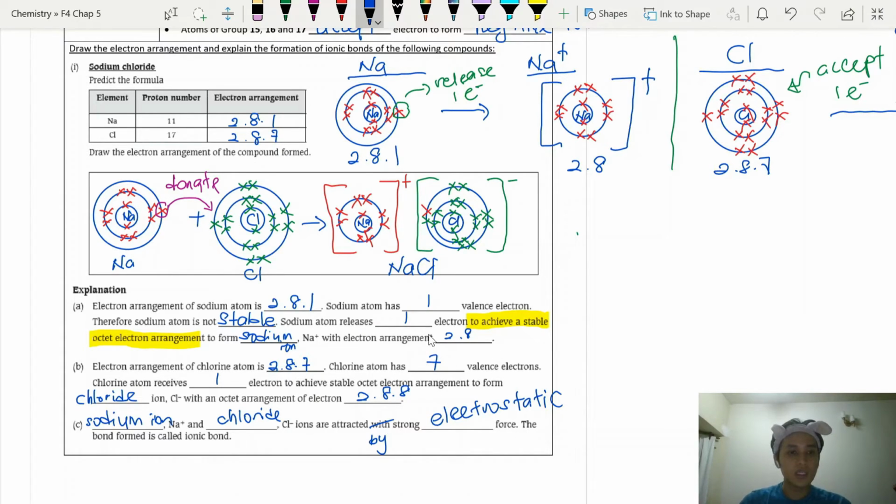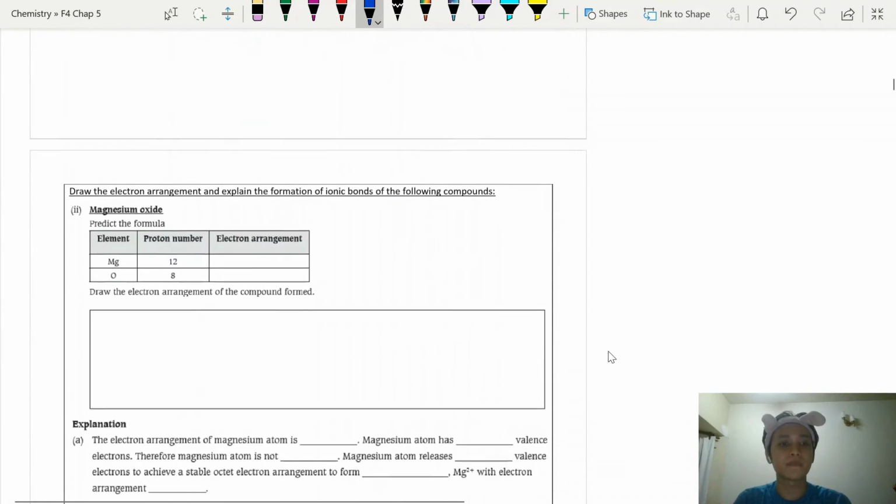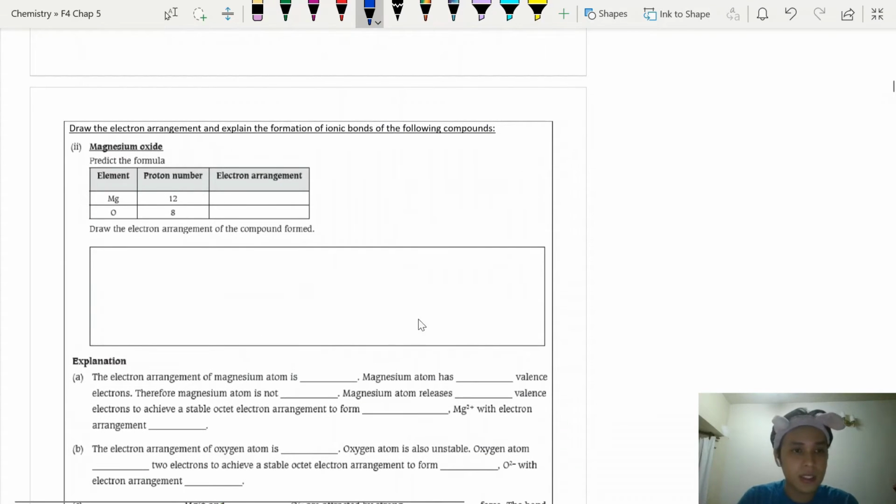So the key points that you must have in your answer when you explain the formation of ionic bonds are: achieve stable electron arrangement, and strong electrostatic force. That's it for sodium chloride. Now let me show you, for example, magnesium oxide. Magnesium is 2 8 2, whereas oxygen is 2 6.